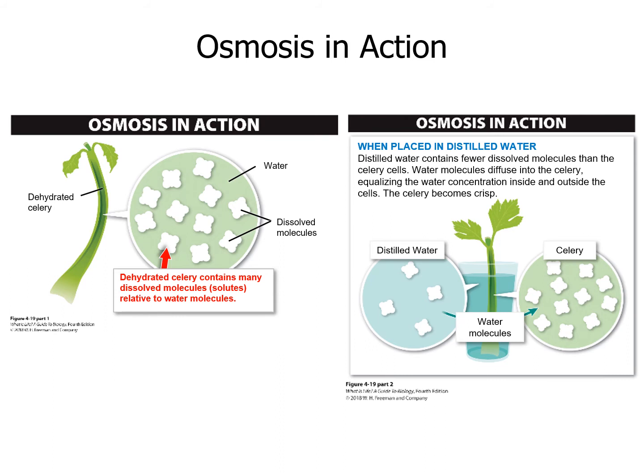So when we place our celery stalk into some distilled water, you're going to notice he perks up, and that is because the distilled water contains fewer dissolved molecules than the celery cells. So that water is going to move into our celery stalk. The water molecules diffuse into the celery, moving in and equalizing the water concentration inside and outside of the cells. So we have this nice isotonic situation happening. That's very good. We want that.